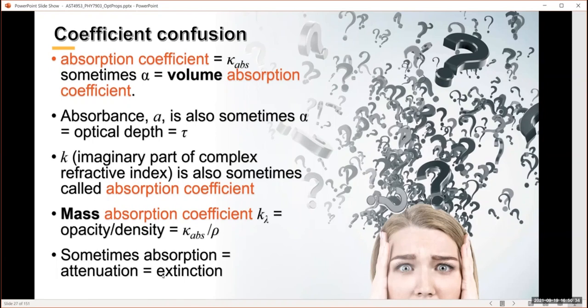Sometimes we use extinction or attenuation instead of absorption, because that then encompasses light that is removed and not necessarily by absorption. It could be by light scattering, so back reflections. What we've got is something that is more general in terms of attenuation or extinction, but it's often used interchangeably. Definitely designed to give you a headache.